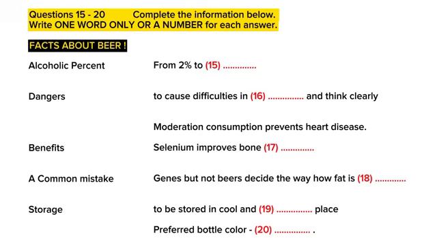It should be stored in a cool, dark location before consumption, and the color of a bottle can influence the flavor. Brown bottles block out light that reacts with the hops, which could damage the flavor. Green or clear bottles provide little or no protection from light damage.